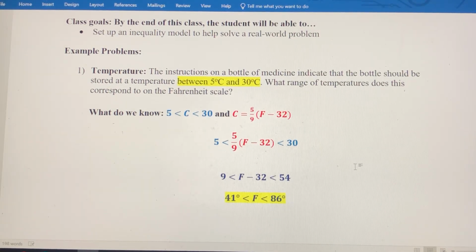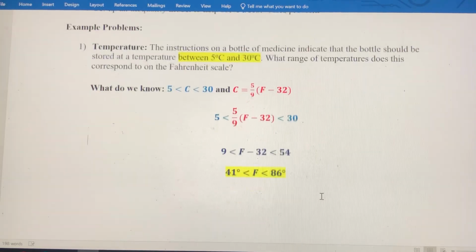So in Fahrenheit, okay, the world we live in here in the U.S., the Fahrenheit for between 5 and 30 Celsius that was set on the medicine bottle would have to be in a room temperature between 41 and 86 degrees. And that shouldn't be hard to come by. Most of us keep our houses somewhere in the 60s or low 70s, okay? So we just want to be able to set up an inequality. In this case, it's a compound inequality, and we want to solve. Okay, so we are good to go there.